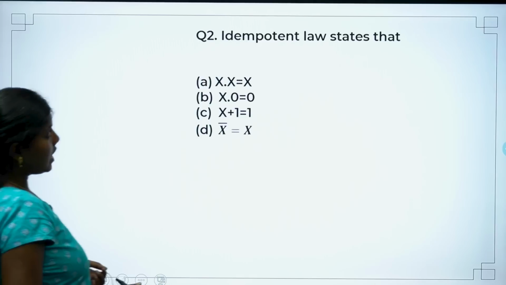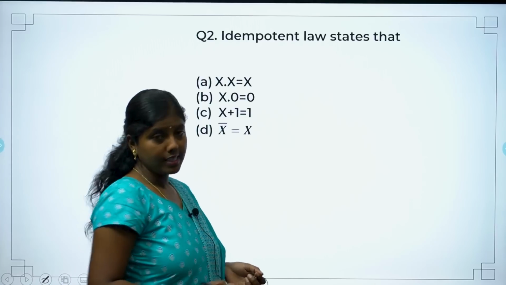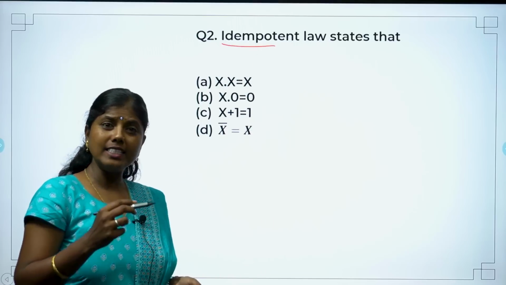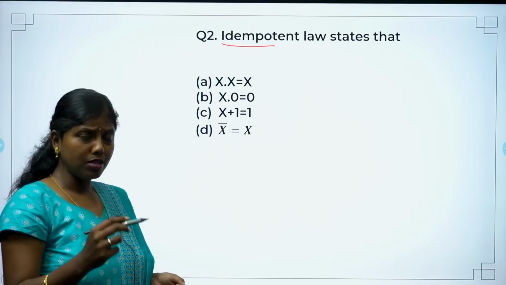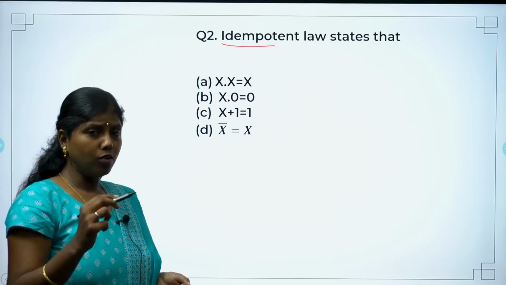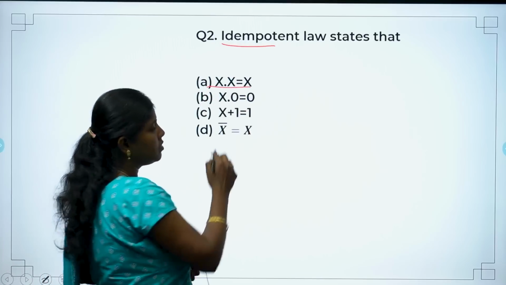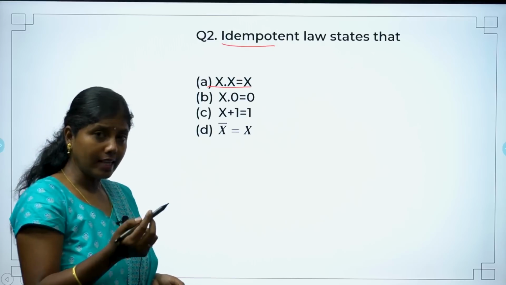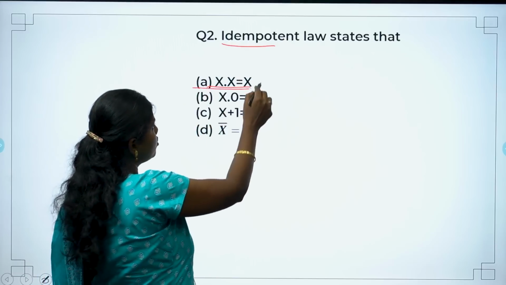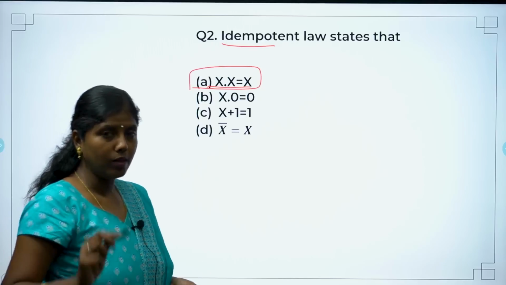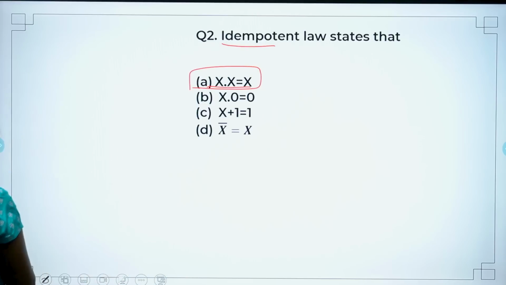So the next question is, idempotent law states that. Idempotent law means what? The same value, identity. Same values, if multiplied or added, are going to result in the same value. Same values mean what? X into X, X plus X. So idempotent law states that X into X equals X only. That is what the idempotent law is.